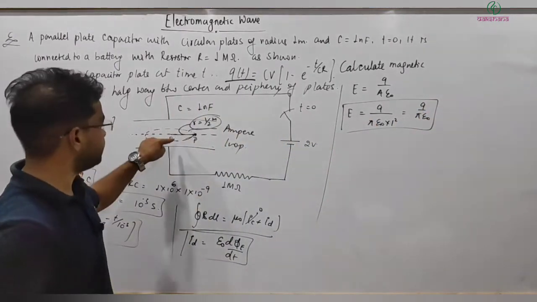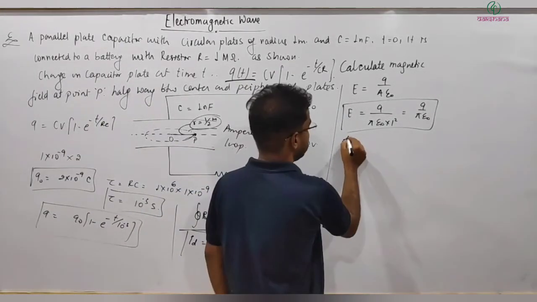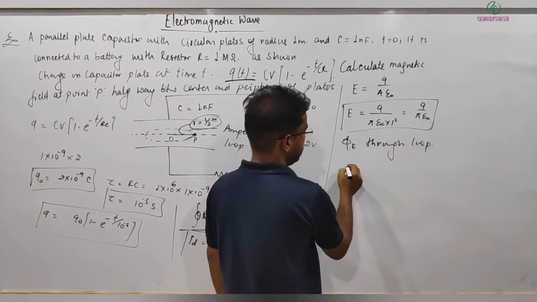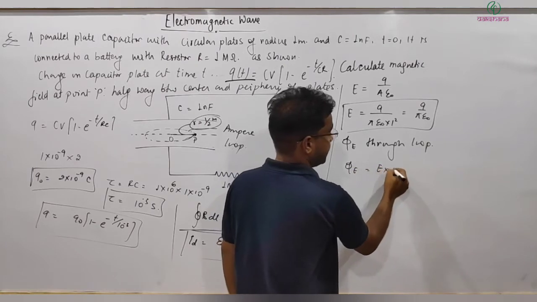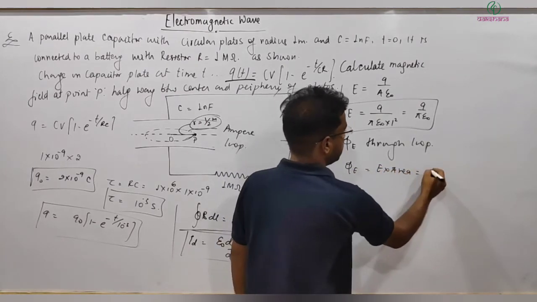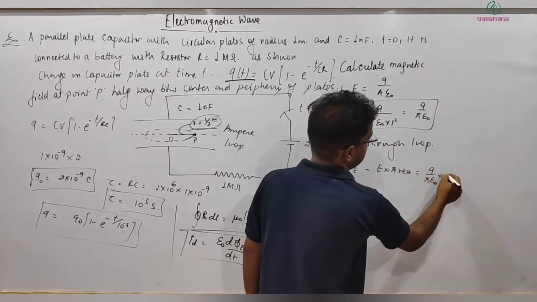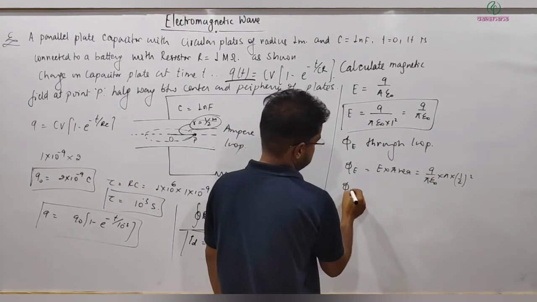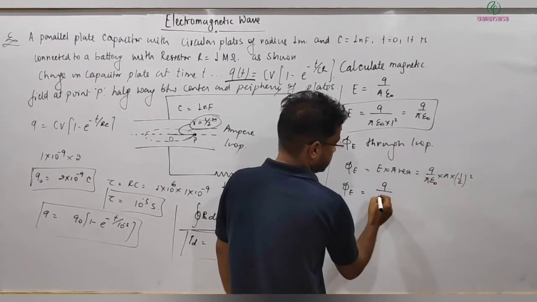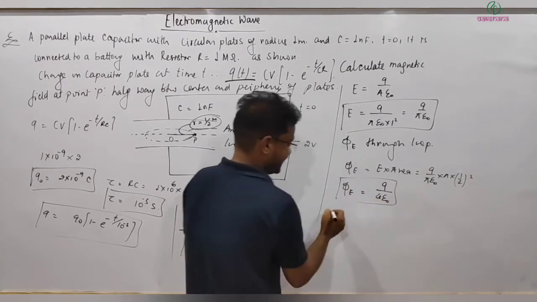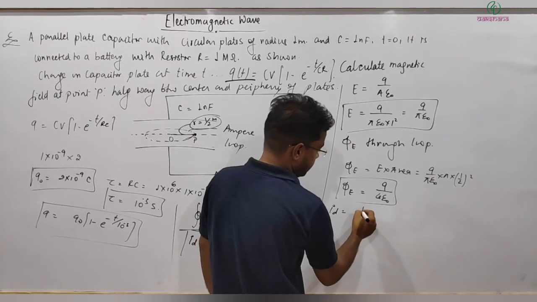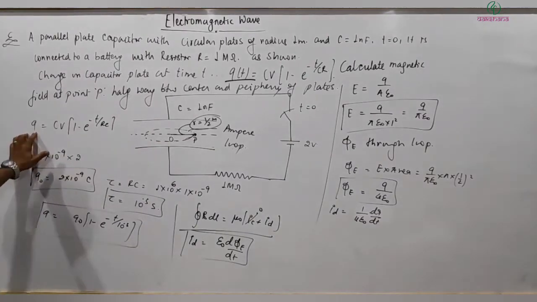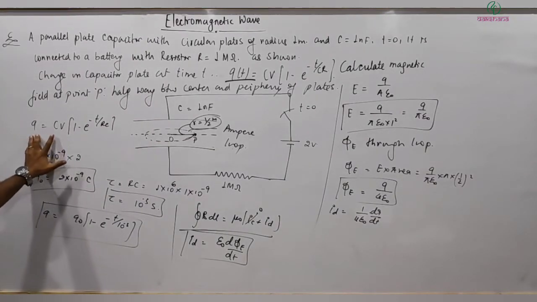Then the electric flux through this loop, phi E, is equal to E multiplied by the area of the loop, which is q by pi epsilon naught multiplied by pi times radius half squared. So this comes out to be q by 4 epsilon naught. Then the displacement current is 1 by 4 epsilon naught into dq by dt, and we already have the expression for q, so I can differentiate it and get the value of ID.